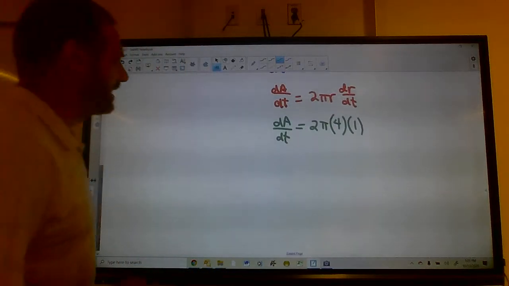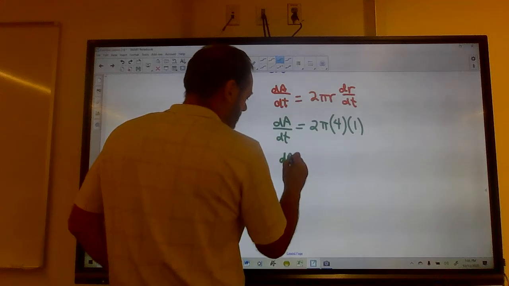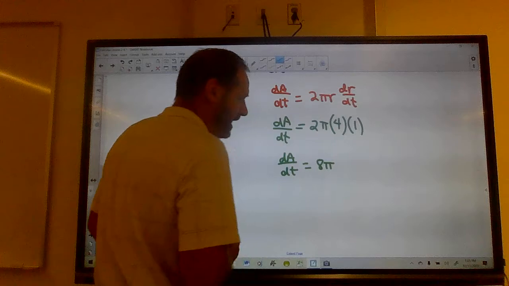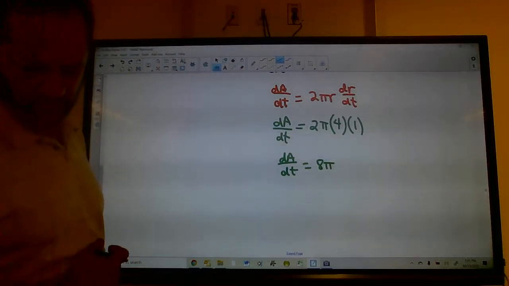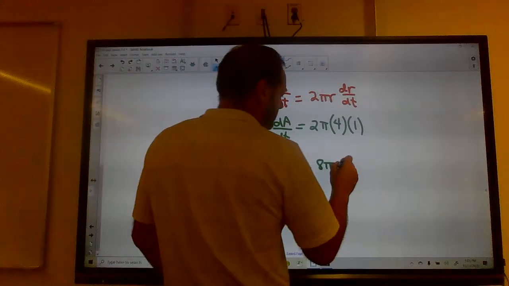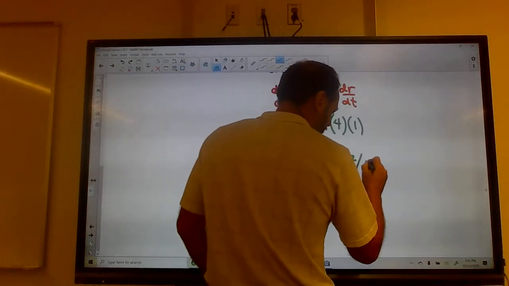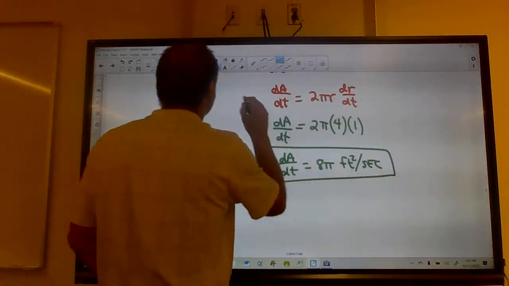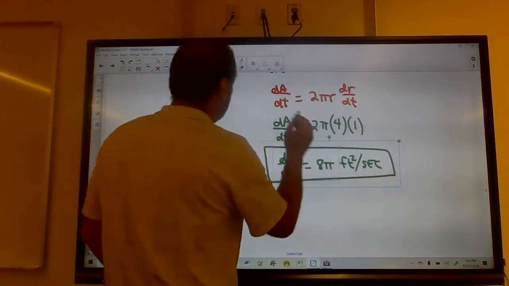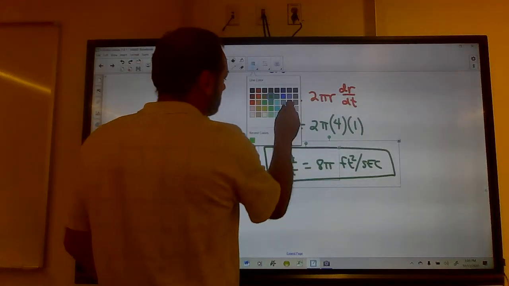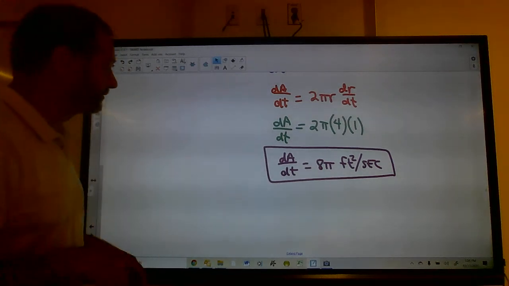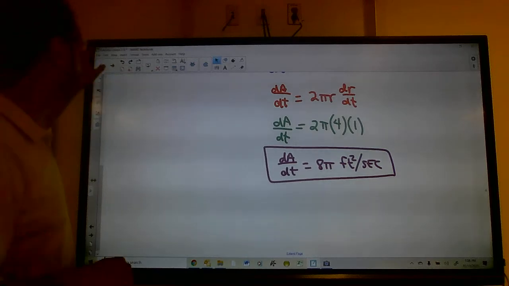And then I just multiply that all out. dA/dt comes out to be 8 pi, and that's in square feet per second. You need to get the units down. Okay. So, there we go. 8 pi square feet per second is the rate at which the area of the circles expands at that point in time.